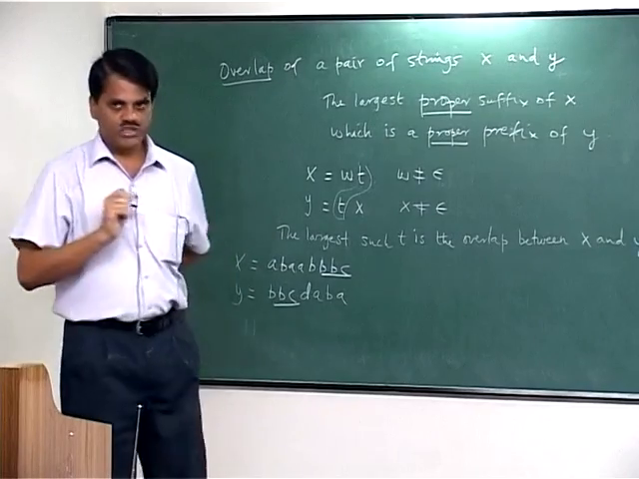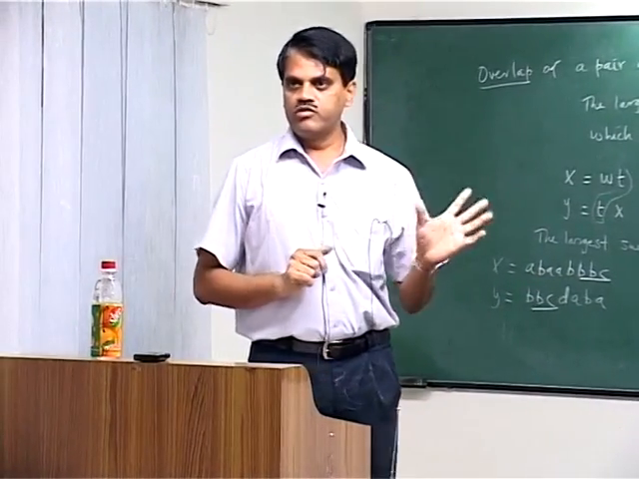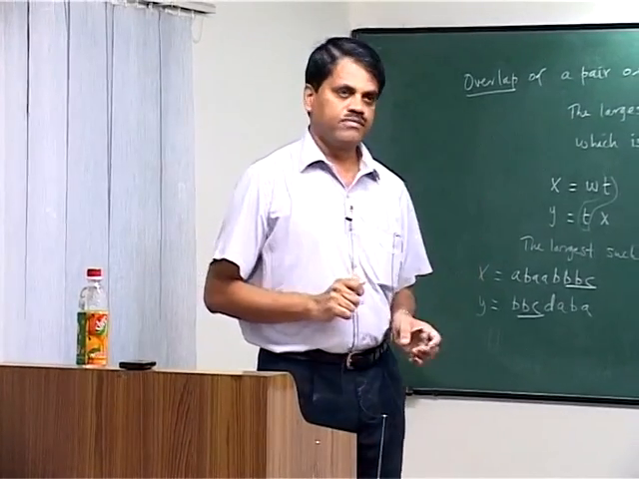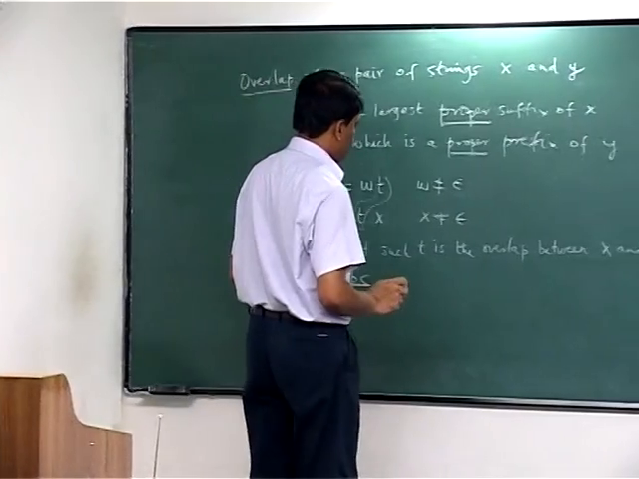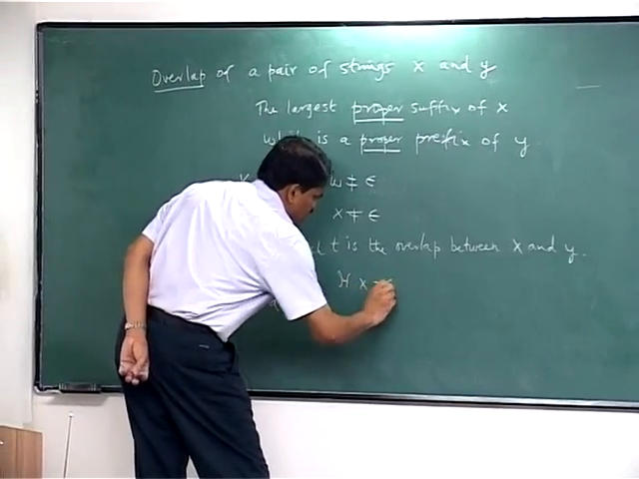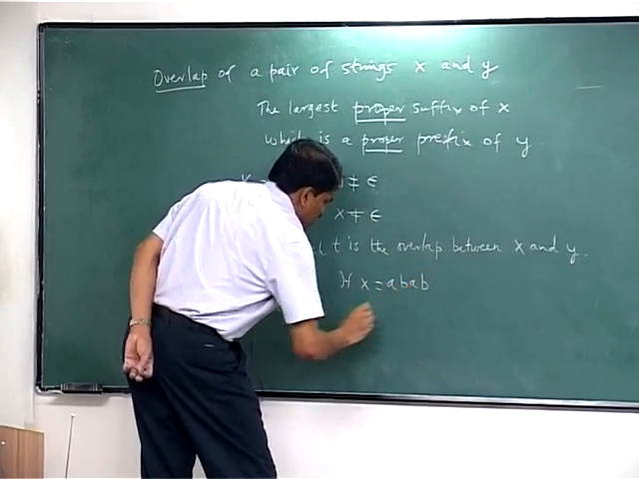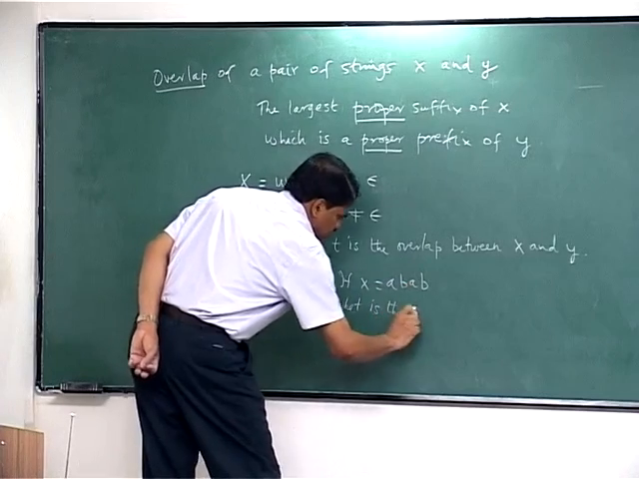This is an important concept in the construction of the automaton for the pattern. Okay, we will maybe come to that as well. Let's see. If x is equal to AB, then what's the overlap of x with x?